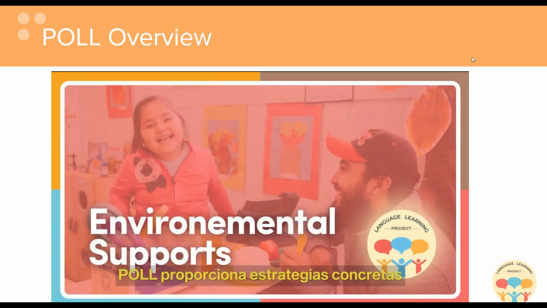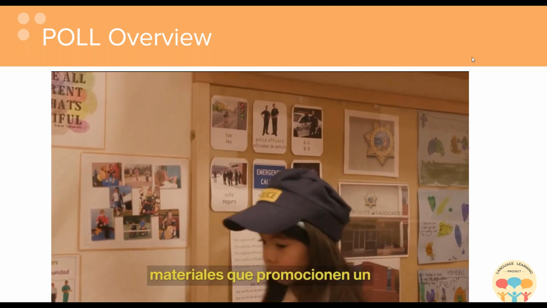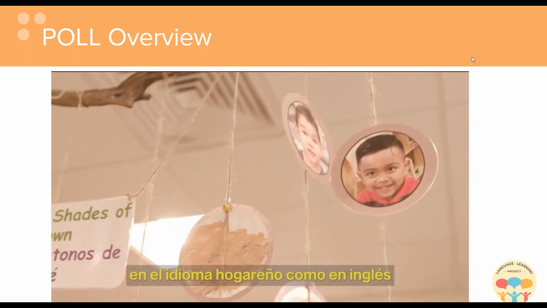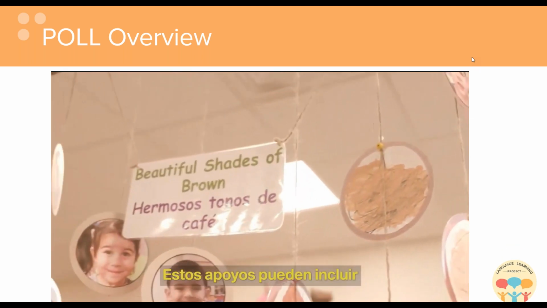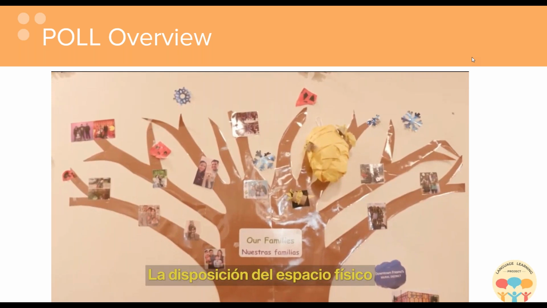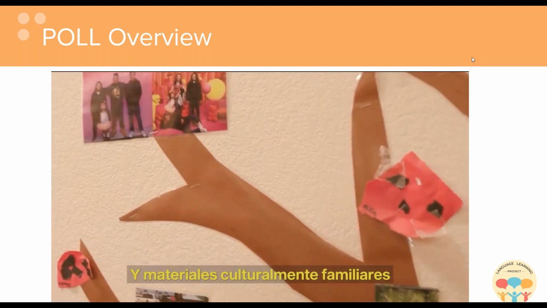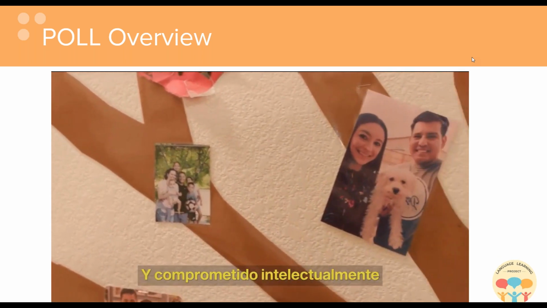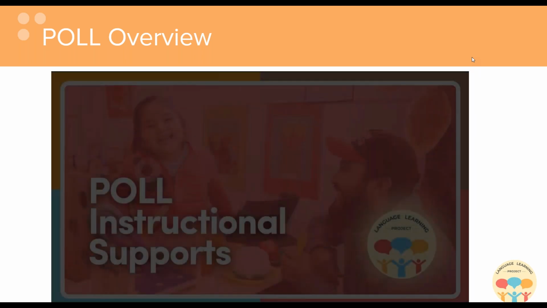POL provides concrete strategies for planning appropriate environments and intentionally selecting materials that promote an atmosphere of inclusiveness and support learning in both home language and English. These supports may include the arrangement of the physical space and culturally familiar pictures and materials that help children feel comfortable, accepted, safe, and intellectually engaged.